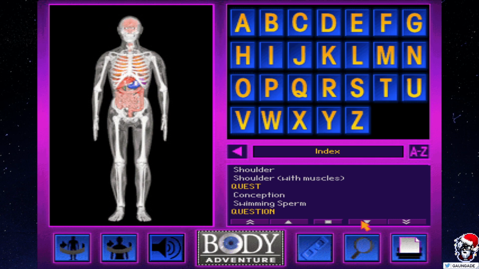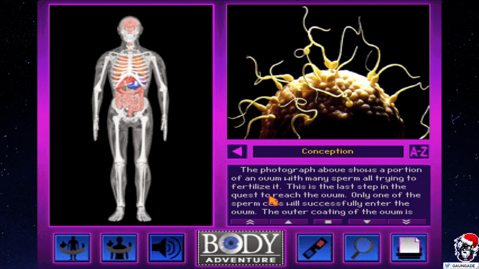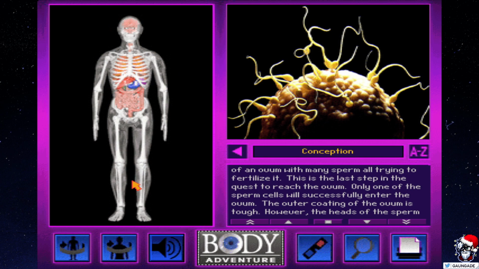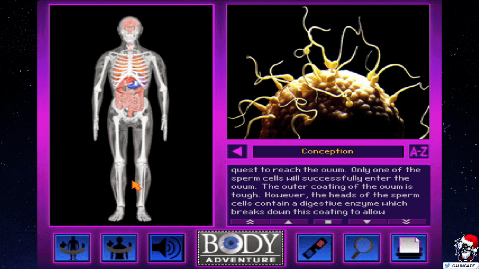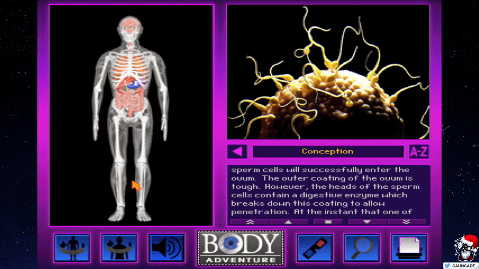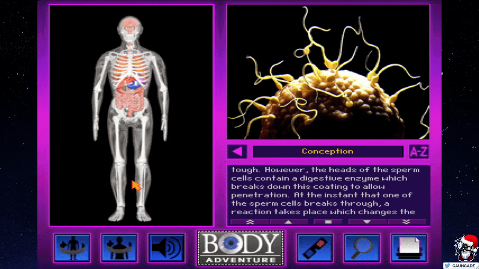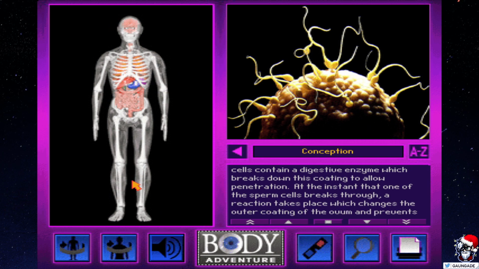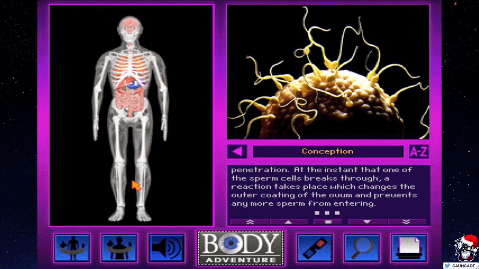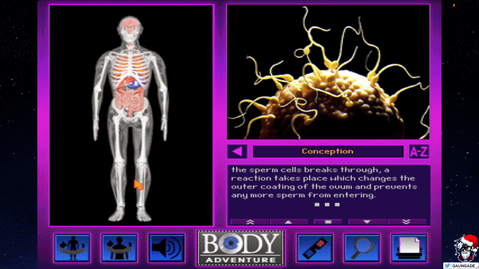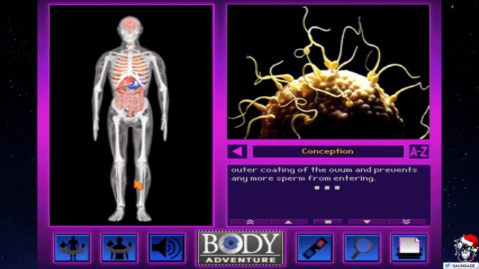Swimming sperm. Conception. The photograph above shows a portion of an ovum with many sperm all trying to fertilize it. This is the last step in the quest to reach the ovum. Only one of the sperm cells will successfully enter the ovum. The outer coating of the ovum is tough. However, the heads of the sperm cells contain a digestive enzyme which breaks down this coating to allow penetration. At the instant that one of the sperm cells breaks through, a reaction takes place which changes the outer coating of the ovum and prevents any more sperm from entering.